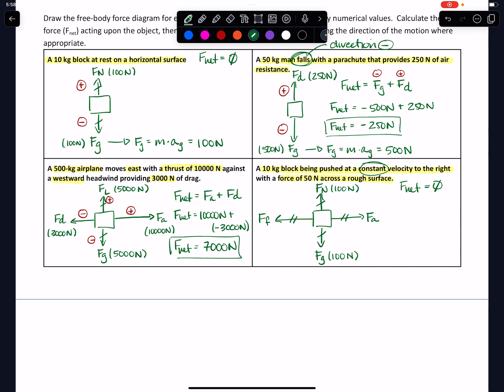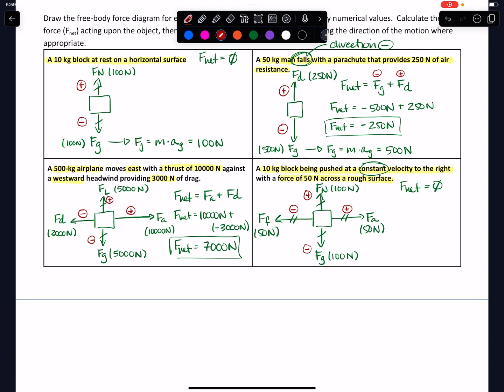We're pushing that block with an applied force of 50 newtons, and if we're moving at constant velocity, there must be an equal but opposite 50 newton frictional force working. The frictional force would be negative, the applied force would be positive, which means that our net force horizontally would be 50 plus negative 50, or 0. Our upward normal force would be positive, our downward gravitational force would be negative, so our net force vertically would be 100 plus negative 100, or 0. So the net force is going to be 0. This object is moving exactly as the description says, to the right at constant velocity.